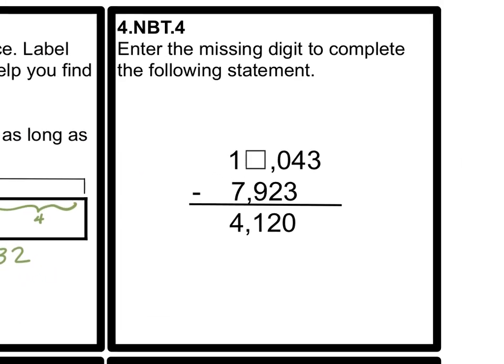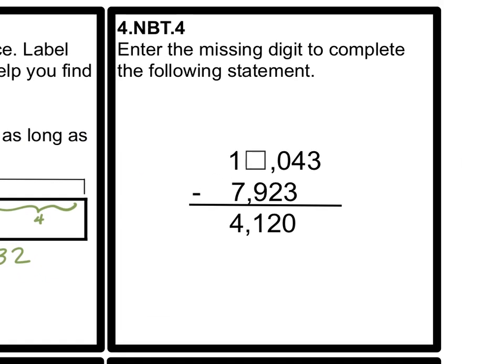For the next one, enter the missing digit to complete the following statement. The only thing you have to do in this one is fill in this box. However, there's something I'm noticing right away, and that is the ones column is not lined up correctly. So if you just went through and put a number here without lining up the numbers, you were probably off a little bit. So I'm going to start this problem by lining everything up correctly. 1, and I'm going to put this box here to show it's missing.